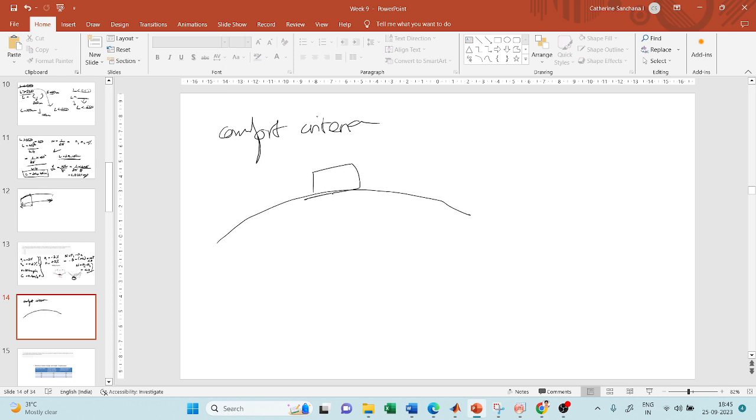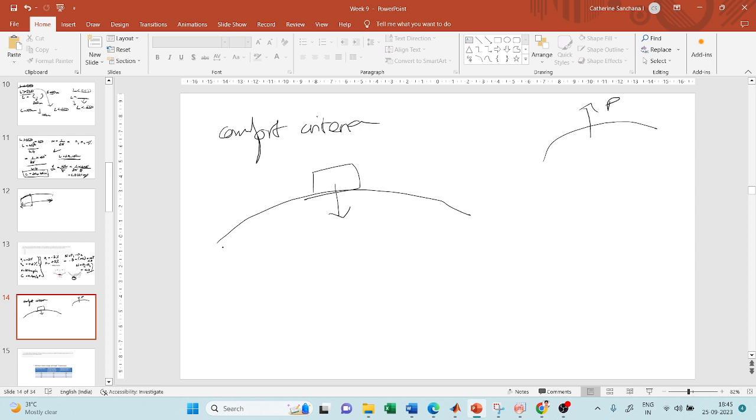If this is your vehicle, your gravitational force will be acting downwards. And when we discussed horizontal curves, we saw that when you're traveling on a horizontal curve, you will be pulled outwards, right? And we saw that as the centrifugal force, P.